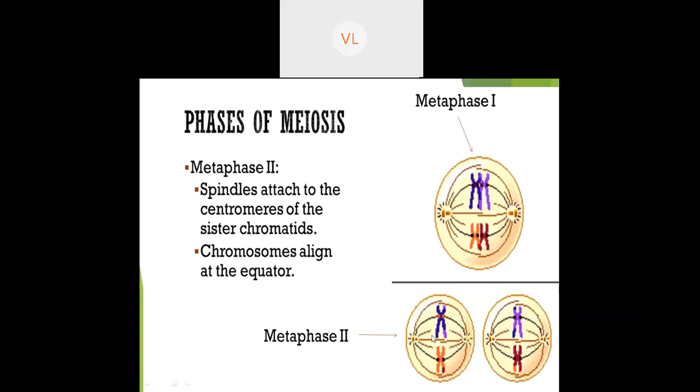Here same thing will occur. Spindle attached to the centromere. Same thing only, the spindle will be attached to the centromere, and chromosomes aligned to the equator, means these chromosomes will be on the equator side. That is the only difference. Other than that, everything is same. Okay, are you clear about metaphase 2?